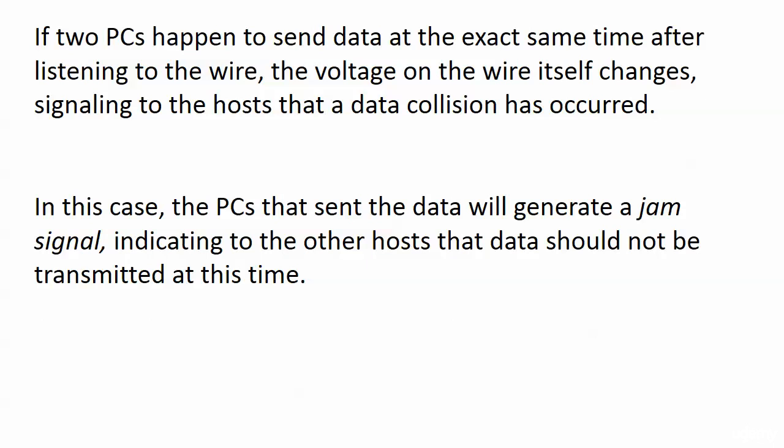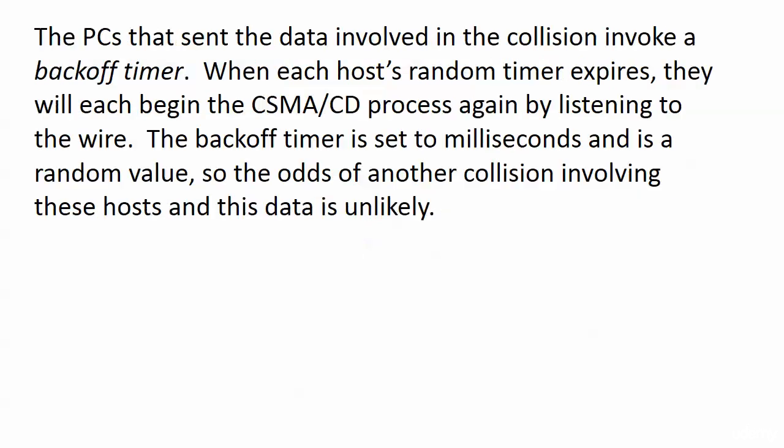If 2 PCs happen to send data at the exact same time after listening to the wire, the voltage on the wire itself is going to change, and that signals to the host, hey, that data you just sent collided with someone else's. In that case, the PCs, or the host that sent the data, will generate what we call a jam signal. What you're doing is basically yelling to everybody else on that shared segment, hey, don't send anything because we've had a collision and we're cleaning up from it.